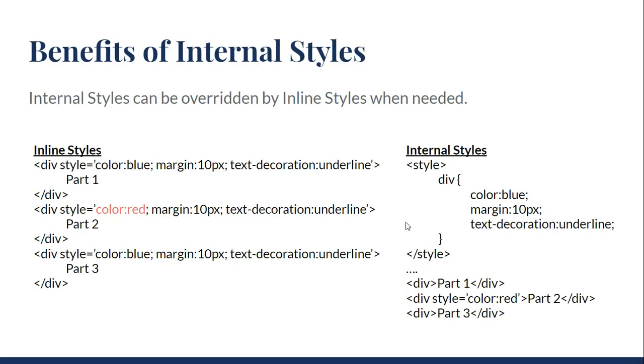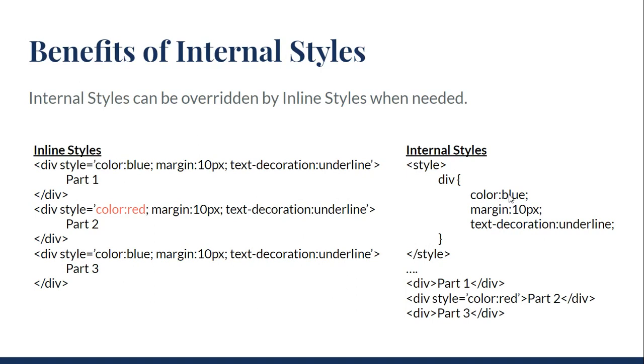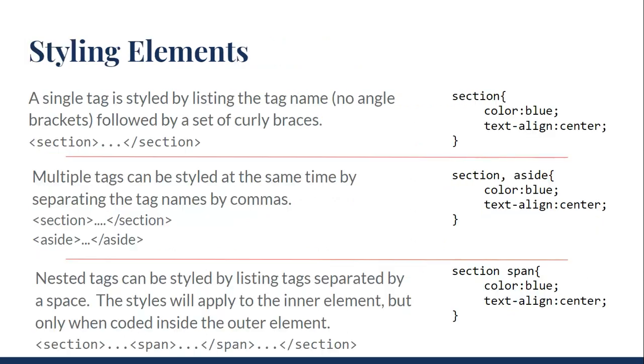You'll see over here, I'm just writing the rule for divs because I want all divs to be that again. I could again use a class if I wanted to. But now when I come down, I'm going to write style equals color red in part 2. And what that's going to do is override this color blue. Anytime you use an inline style, it's going to be treated as more important than an internal style. And so you can kind of make exceptions to the rule in that way.